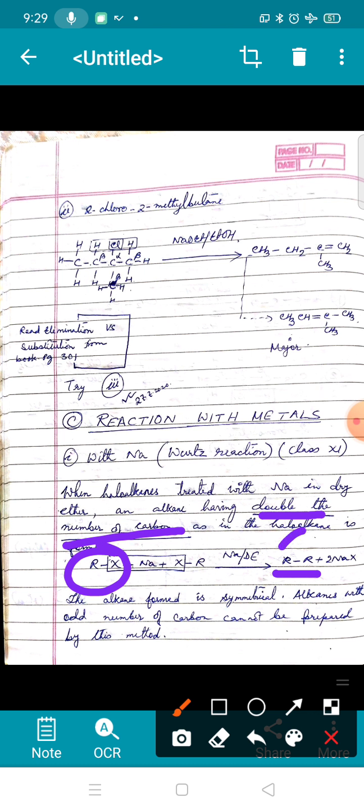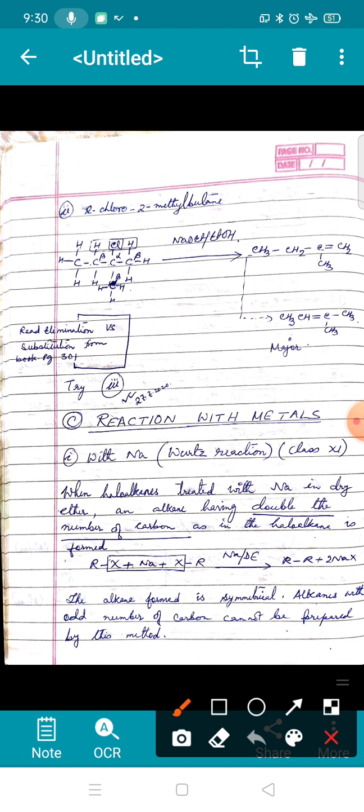So this will always give you an alkane having a symmetrical, even number of carbons. You will never be able to prepare methane, or propane, which has 3 carbons, an odd number. You will not be able to prepare pentane, which has 5 carbons. It will always give you a symmetrical alkane, which means you can see this can be divided into 2 equal parts. So this reaction is called Wurtz reaction.